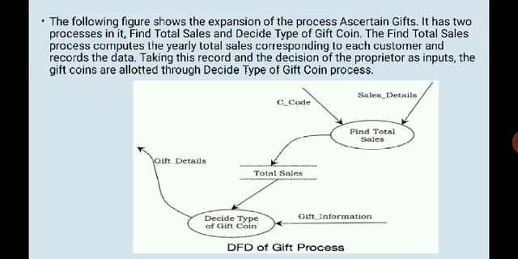So find total sales and decide gift points are the processes, and all these arrows carry the data, and the total sales gets stored in there. After this, the total sales that is calculated acts as input for this process, right? And then it gives the gift details, what kind of gift we will get. So this is an example of a DFD.